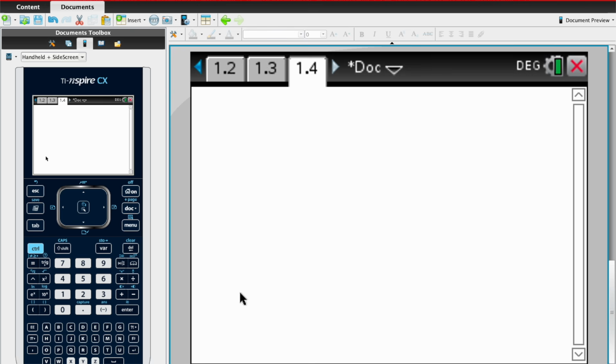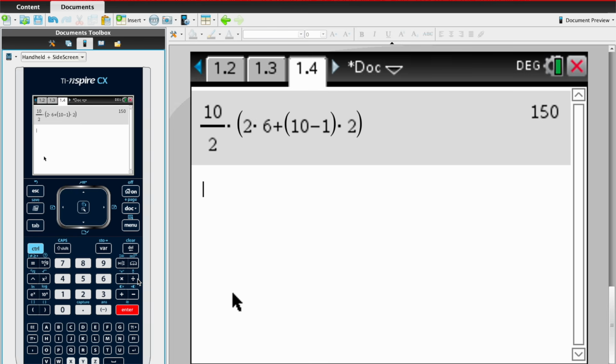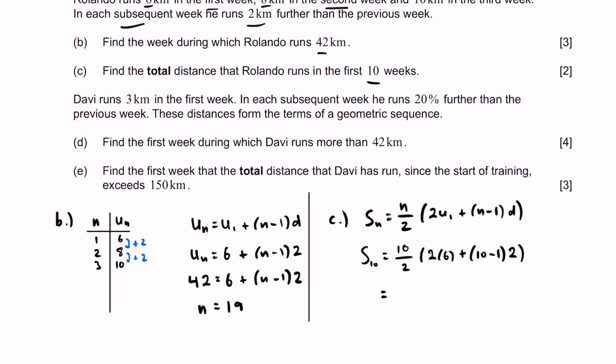So here we are. So 10 over 2 and 2 times 6 plus 10 minus 1. We could have written 9, I suppose, and then times 2. Okay, that looks good. And the answer is 150, and that seems reasonable enough. 150 kilometers. I'll show actually sigma notation, how to solve this using sigma notation.